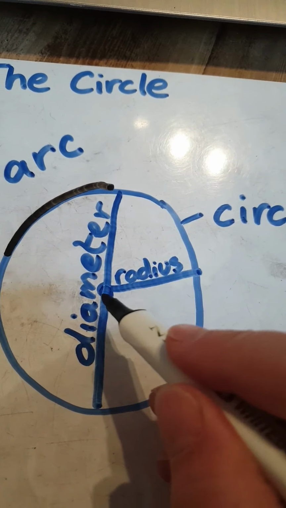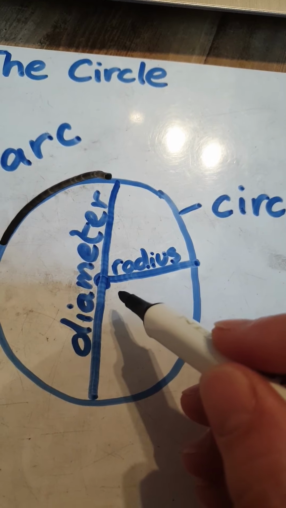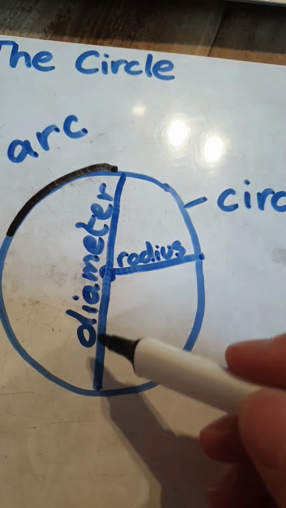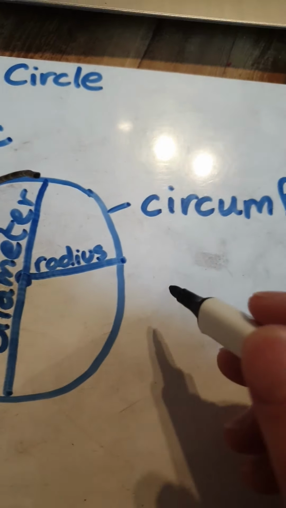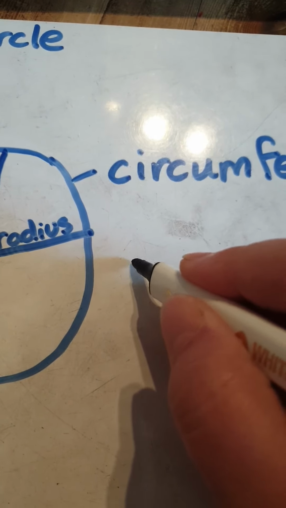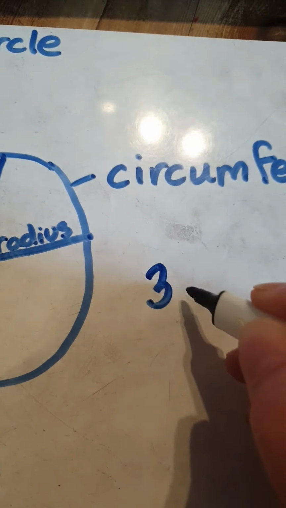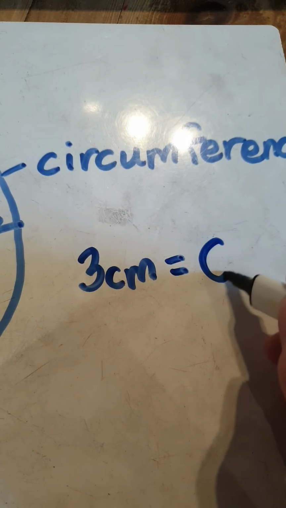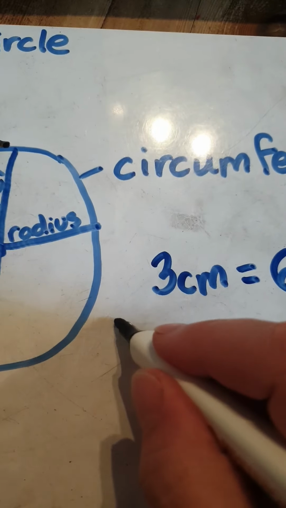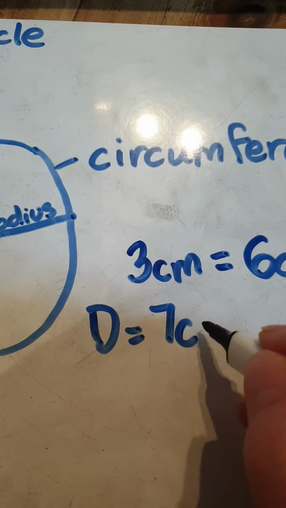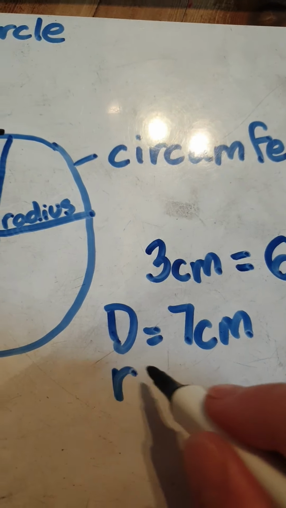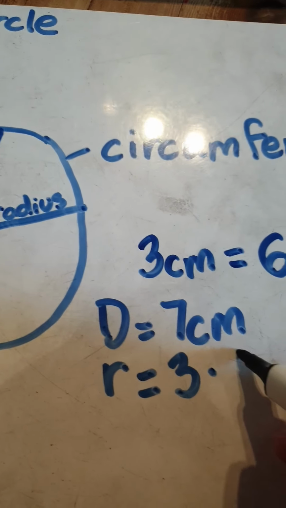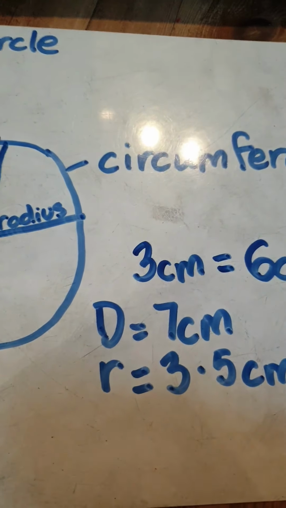And you can see the relationship between the radius and the diameter is that the radius is half the length of the diameter. Or we could say that the diameter is double the radius. So if you're given a radius of 3 centimetres, well, the diameter will be double that. It will be 6 centimetres. Or if you're told that the diameter is 7 centimetres, well, then the radius for that circle would be half that, which would be 3.5 centimetres.